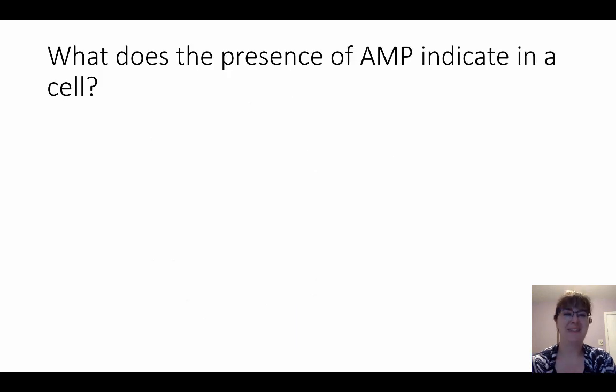I have this here: what's the presence of AMP indicate in a cell? Something you've probably noticed is that both AMP and ATP show up a lot in glycolysis, and they're also going to play a role when we get to gluconeogenesis. So remember that AMP is the cell's way of saying that it's low on energy.